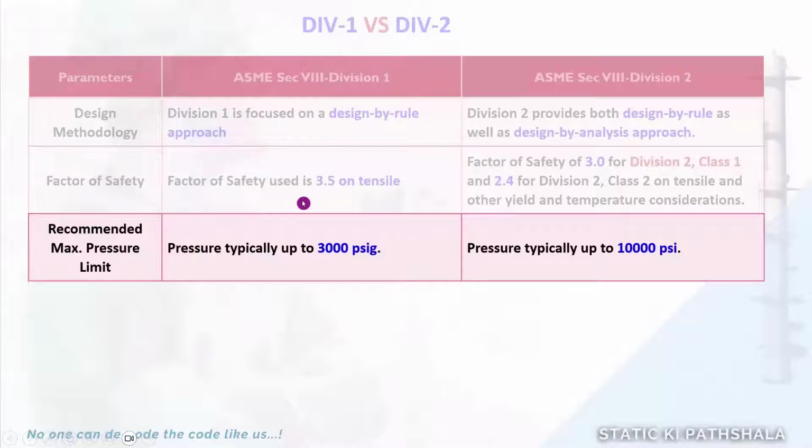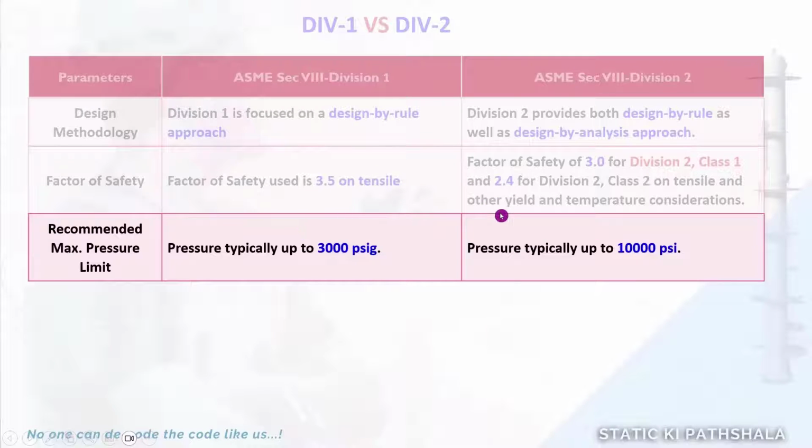So now let's shift to the next important comparison: the recommended maximum pressure limit. In division 1, the maximum pressure limit has been mentioned as 3000 psig. And if you want to use division 1 above 3000, then you have to use the equations from division 2 only. So division 1 equations can be used for pressure up to 3000 psi only. And when it comes to division 2, it is up to 10,000 psi.